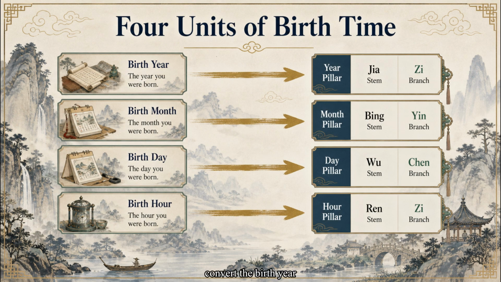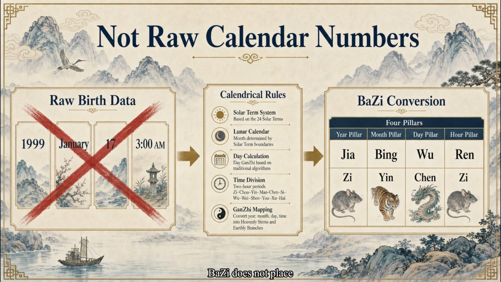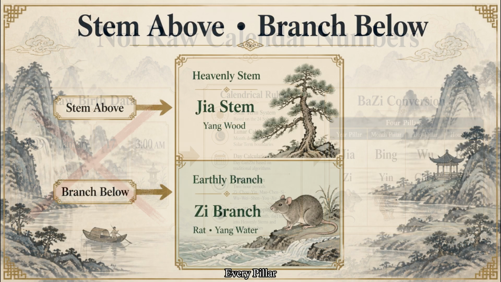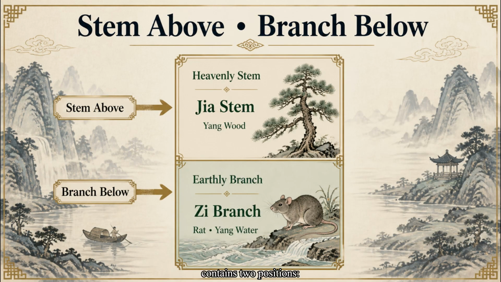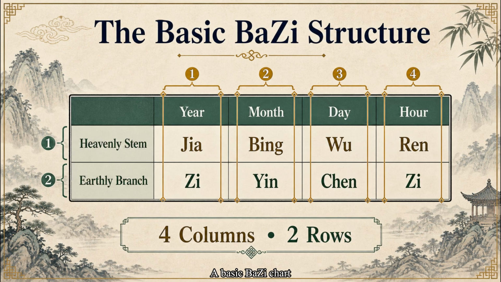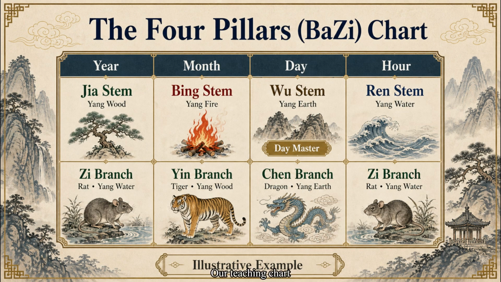The 4 pillars convert the birth year, month, day, and hour into 4 stem and branch pairs. BaZi does not place Gregorian years, months, dates, and clock hours directly into the chart. Every pillar contains 2 positions, a heavenly stem above and an earthly branch below. A basic BaZi chart can be understood as a rectangular table with 4 columns and 2 rows. Our teaching chart contains Jiazi, Bingyin, Wuchen, and Renzi.